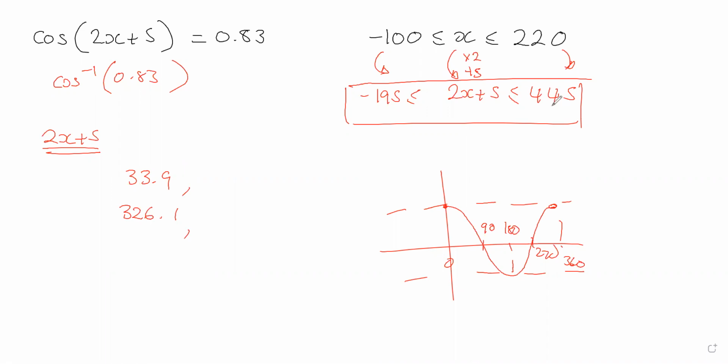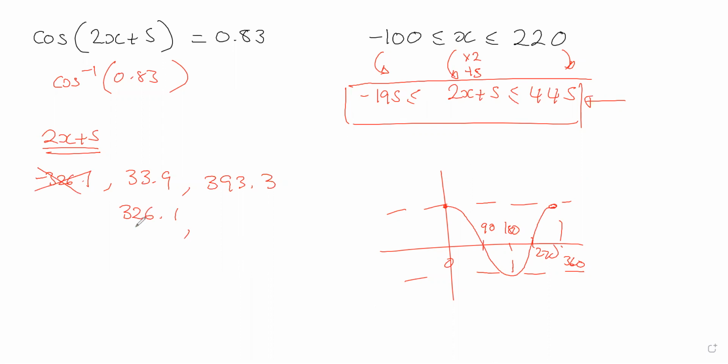And remember, I want to find answers between 445 and -195. So, okay, 33.9 + 360 gives me 393.9. That's good. I want that one. Now, if I add 360 to it, obviously I'm going to go above 445, so I'm not going to bother. Let me take away 360. Doesn't really matter which order you do these things. This will give me -326.1. Don't want it. Don't need to go far because that's outside of -195.